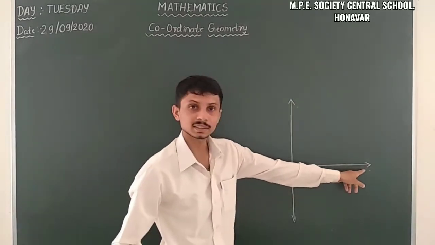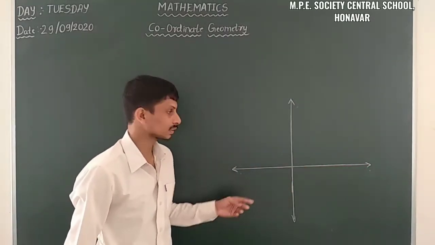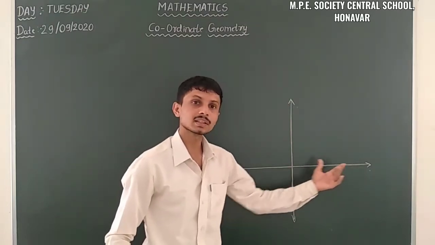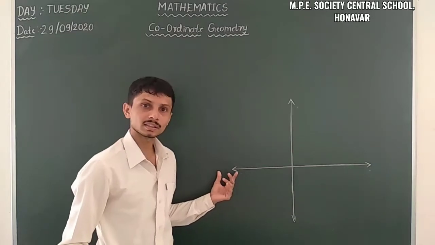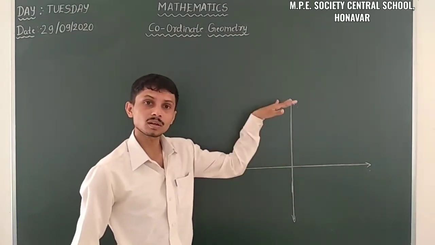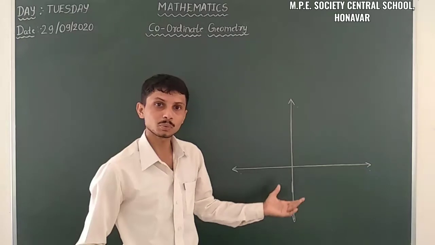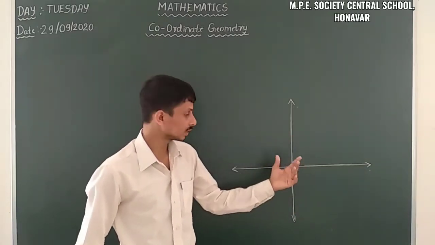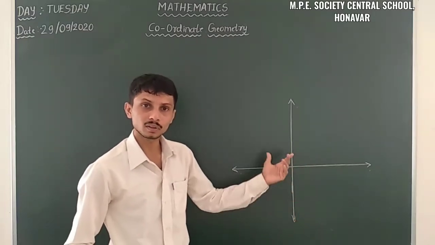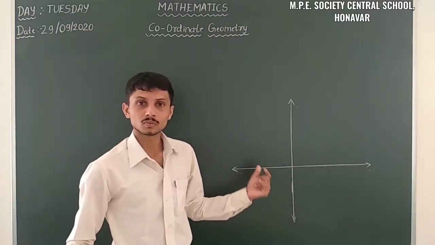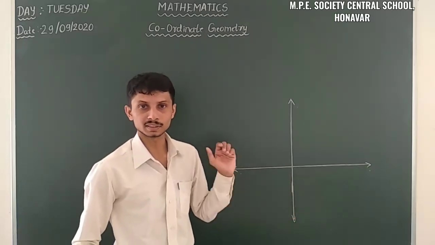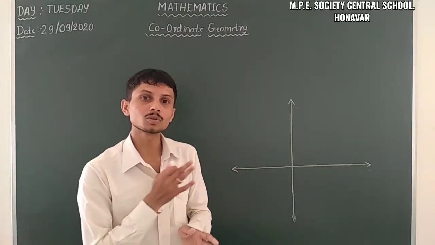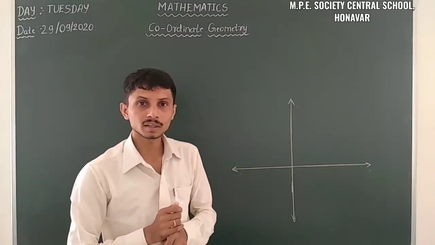Here it is the positive x-axis and here it is the negative x-axis. Here it is the positive y-axis and here it is the negative y-axis. On the positive x-axis we take positive integers and here we take negative integers. Above the horizontal line we have the positive y-axis, where we also take positive integers. In the bottom part of the horizontal line we take the negative y-axis, that is negative integers. The intersecting point we call the origin, and the coordinates of the origin are 0, 0.